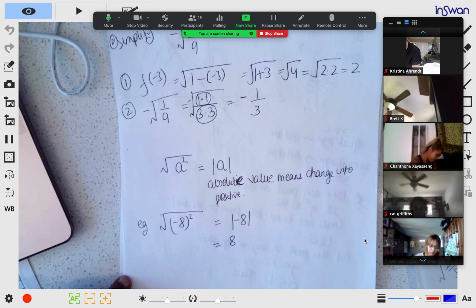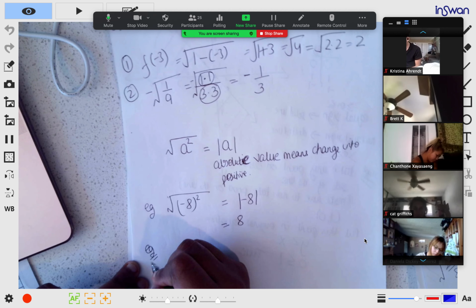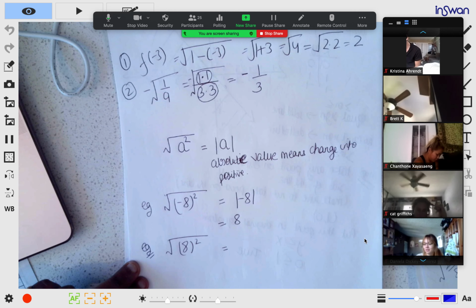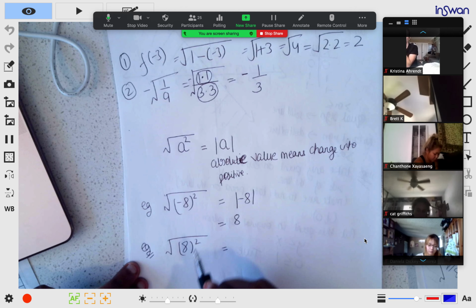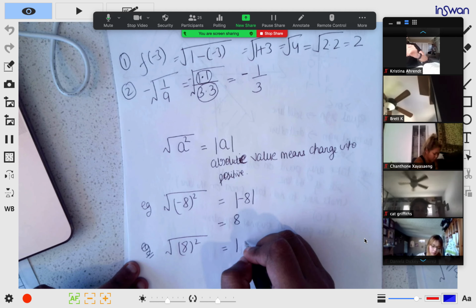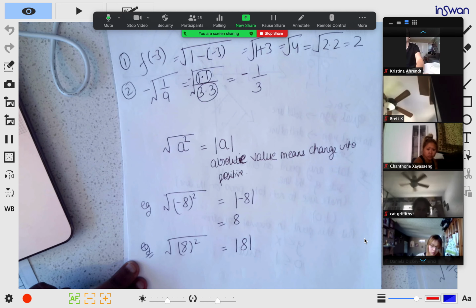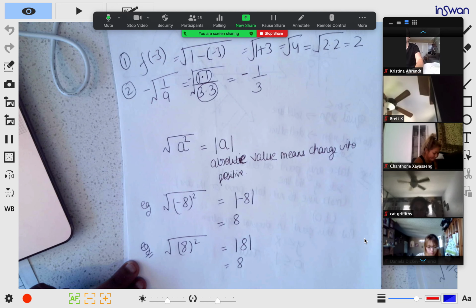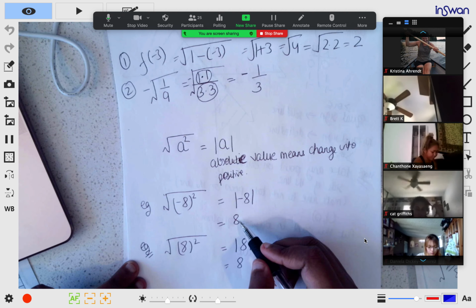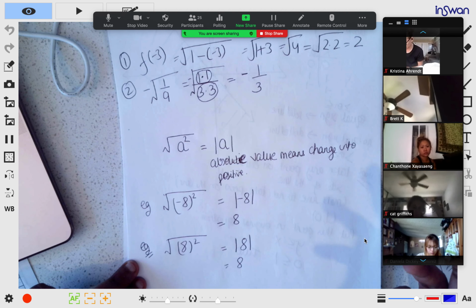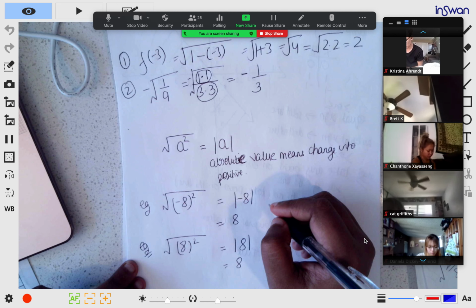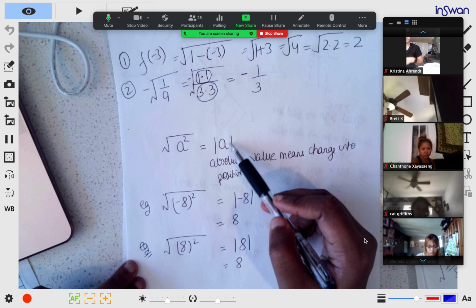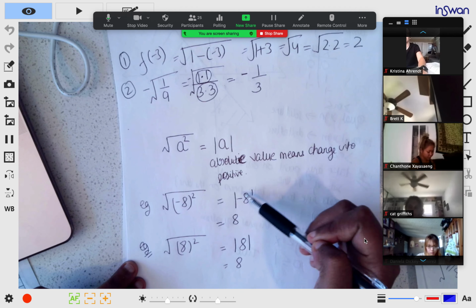One more example: find the square root of 8 square. Since square and square root are opposite of each other, they are going to cancel. My answer will be the absolute value of 8. Absolute value just keeps it positive. If it's negative, it will make it positive. If it's positive, it will remain positive. It will not change. So whenever you find this, it gives me the absolute value. Remember, it just does not cancel and give me negative 8. You have to take the absolute value.